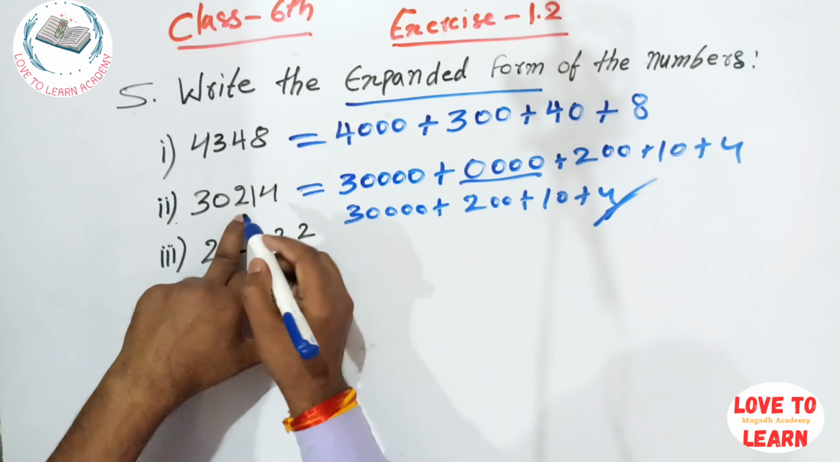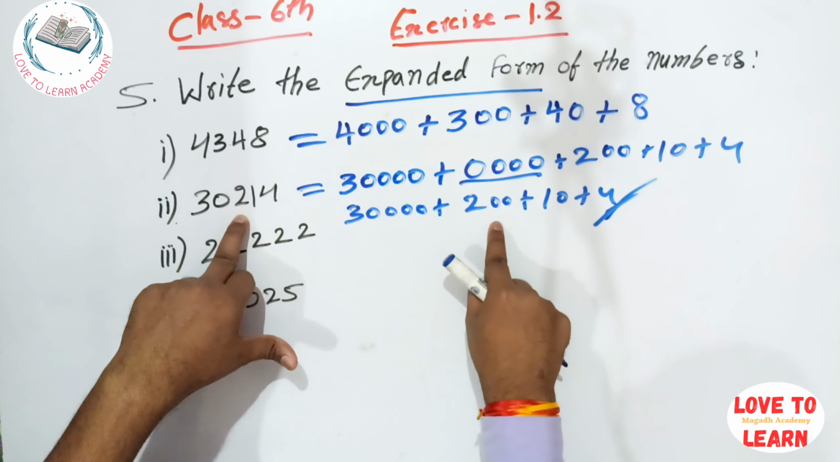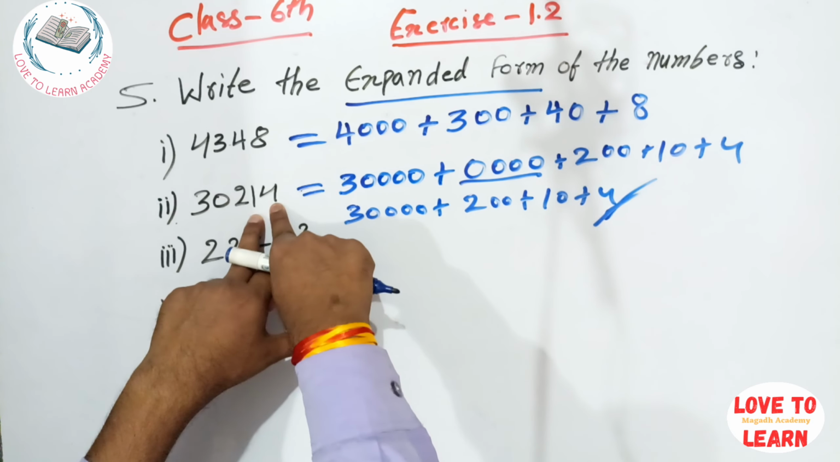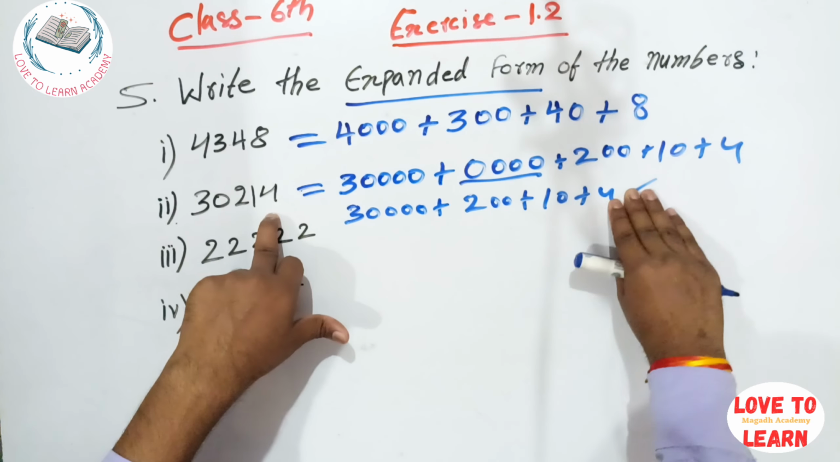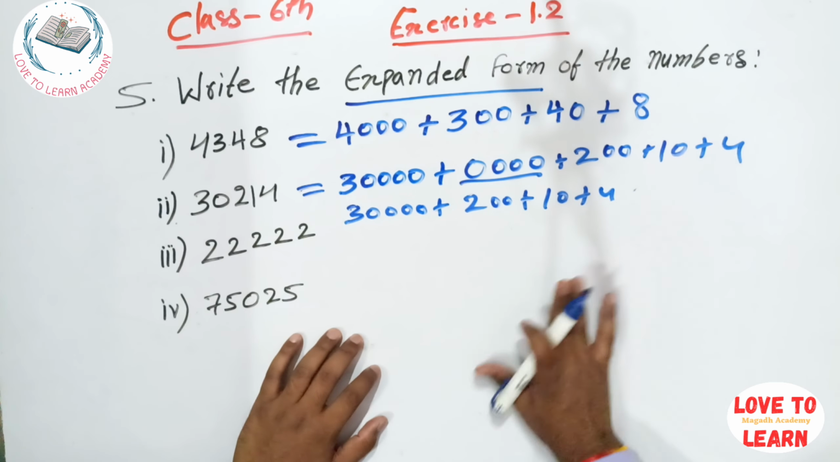Then see the 2 second. So I wrote 2. How many digits after that? 1 2, I put 2 zeros. Then after that I wrote 1. How many digits are here? 1 digit, I just put 0. And then after 4 there is no digit, so I didn't write anything here, so just 4. So you can write like this also and like this also, both are correct.